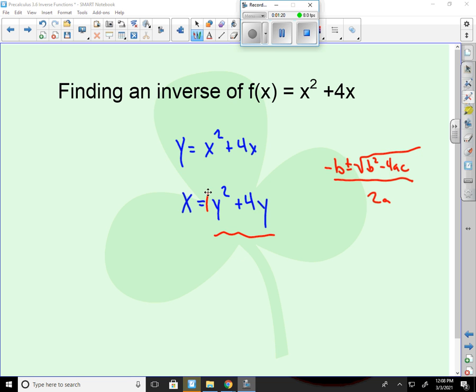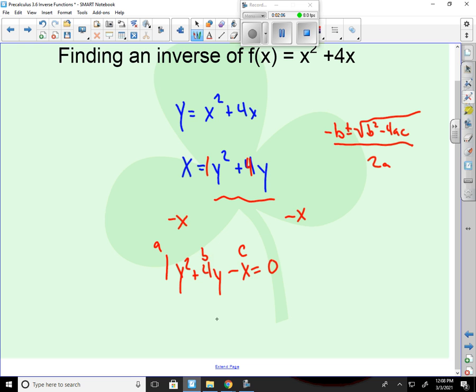So my a is the number in front of the y squared, my b is the 4, and I don't have a c. But we also need this equation set equal to 0 in order to use the quadratic formula. I can't have a number over here and use the quadratic formula, which means I need to subtract my x over to the other side. So this is y squared plus 4y minus x equals 0. So now a is 1, because that's the number in front of y squared. B is 4, and c is negative x.